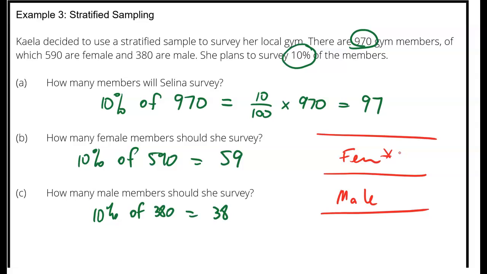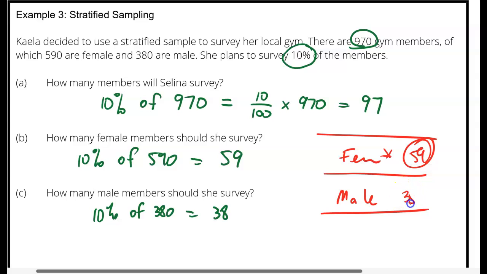Otherwise, if you just did a simple random sample, you could technically call out 97 names and all of them could be male, for example. Unlikely, but possible. And so by stratifying, you're fixing those numbers so that you are definitely going to survey 59 of the females, and you're definitely going to survey 38 of the males. And that way it's fixed, and it is then in proportion to the target population.